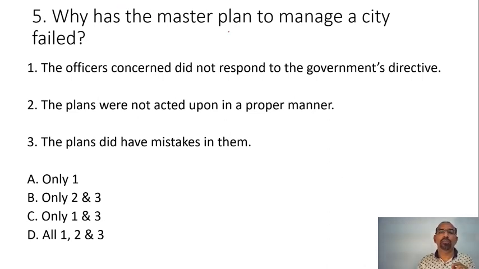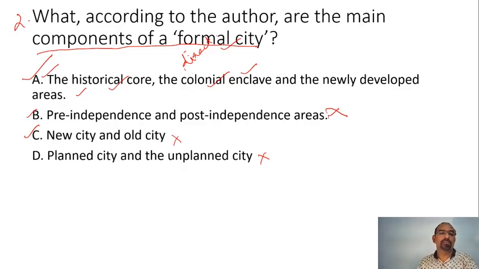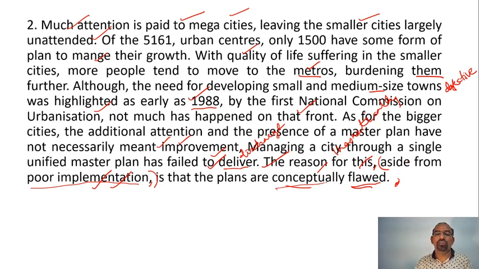Why has the master plan to manage a city failed? There are three options. This is a complex MCQ. The officers concerned did not respond to the government's directive. Does the passage say anything about officers or their responsibility or irresponsibility regarding the government's directive? Nothing is given in the passage. The plans were not acted upon in a proper manner. That is the main reason for the failure. The plans did have mistakes in them. Yes, the plans have mistakes also. This is also true. Let us check that in the passage. The plans are conceptually flawed. Conceptually flawed here means conceptually defective.